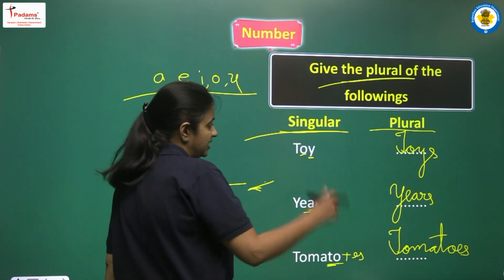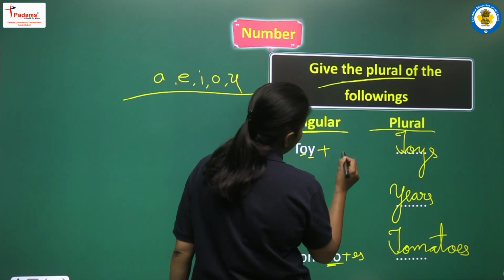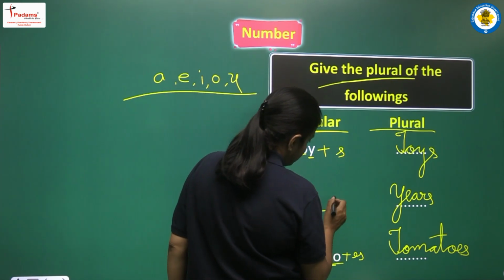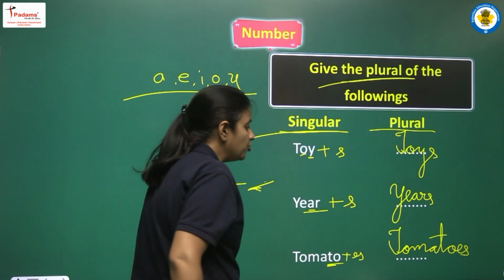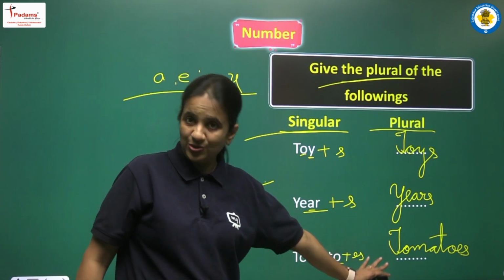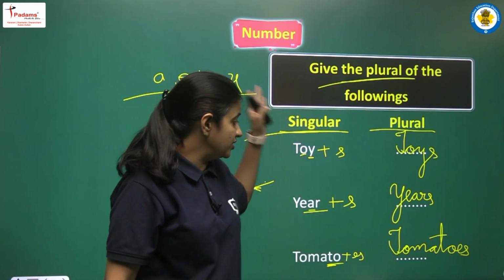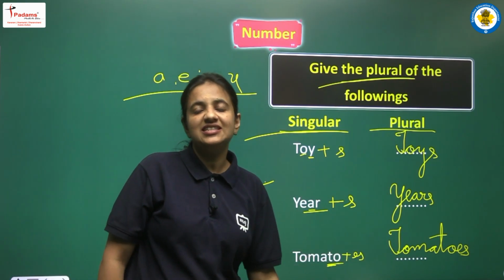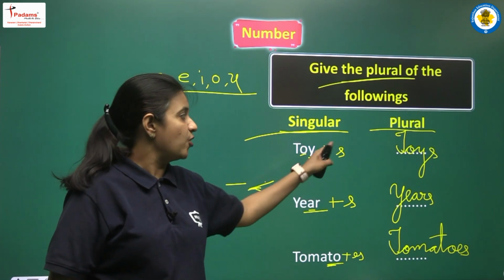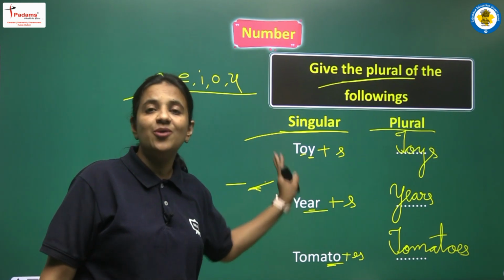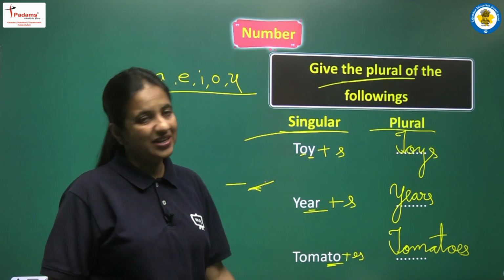Okay, so here we can see that in toy, what did we do? We just add S. In ear, what did we do? We just added S, and in tomato we added ES. Okay, so for the conversion, again I am repeating this thing, you have to learn the rules first, then only you will be able to do the proper conversion of singular noun into plural nouns.